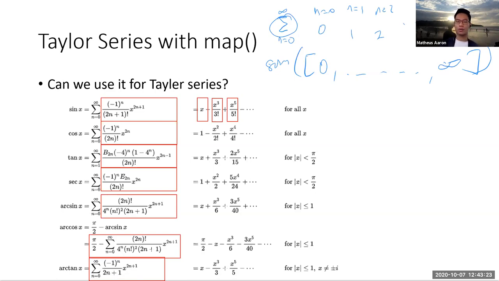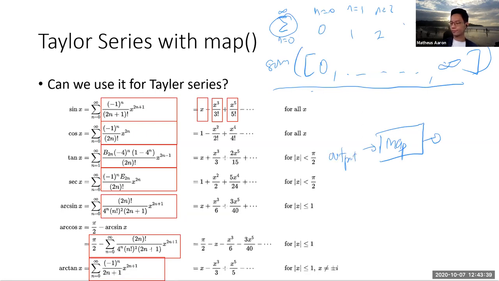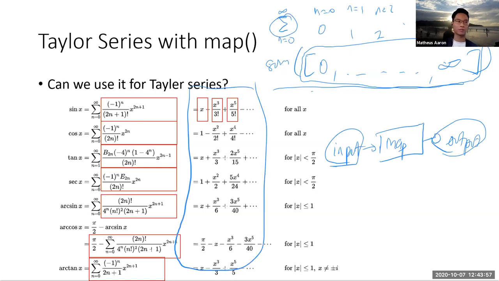We can break down the problem and see that there's this naturally occurring sequence. Hence, earlier we remember we have map, where it needs an input and output sequence. We can figure out that the input is an array of numbers like this, and then the output should look somewhat like this, in this particular box over here. Okay.